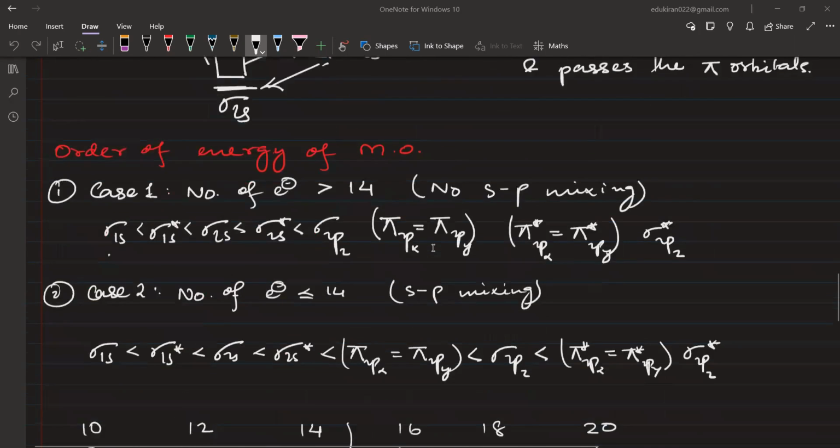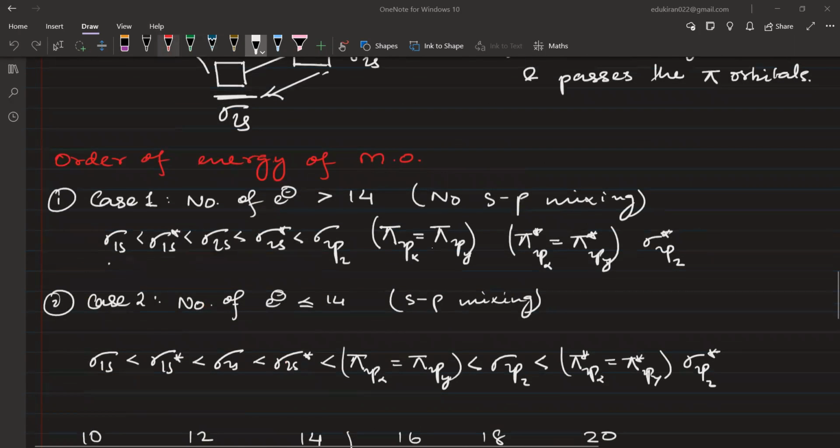Fine. So in the last class we concluded that there are two different types of cases when we fill the molecular orbitals. Case number one is when the number of electrons is greater than 14, and case two is less than 14. If it is greater than 14, there is no sp mixing because of the repulsion in the electrons. But if it is less than 14, there is sp mixing and the order is going to be different.